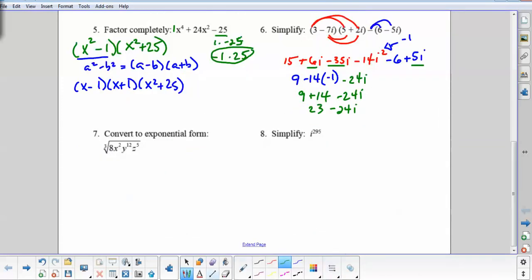Alright, in the next problem, you have to watch the directions because a lot of people will start simplifying the radical right away, but the directions say to convert to exponential form. So exponential form, the exponent is the power over the root.